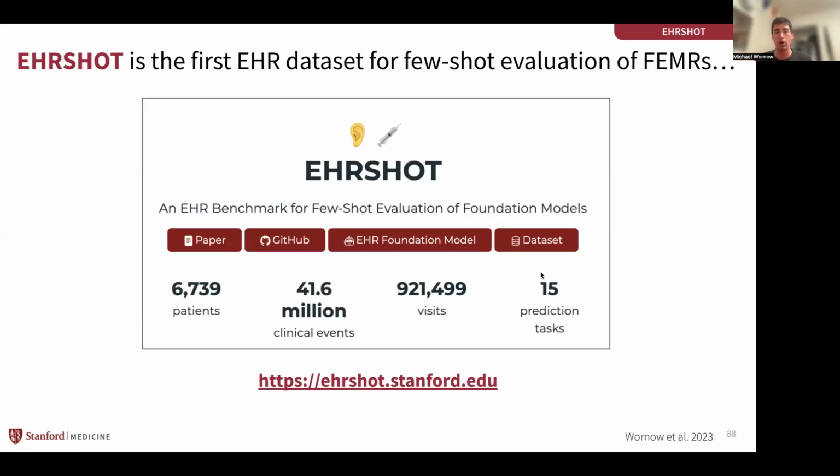So the last thing I'll leave you with is just a shameless plug for one of the works that we put out last year, which is this paper called EHRSHOT, which was the first EHR data set with longitudinal health records for the few-shot evaluation of foundation models for electronic medical records. And so I would encourage you to check it out. We'll hopefully be releasing the full data set publicly soon. And we also have code for reproducing the results in the paper.